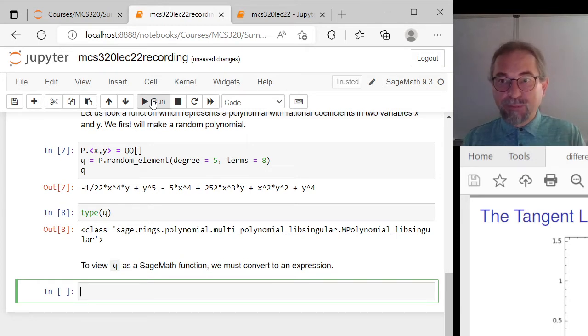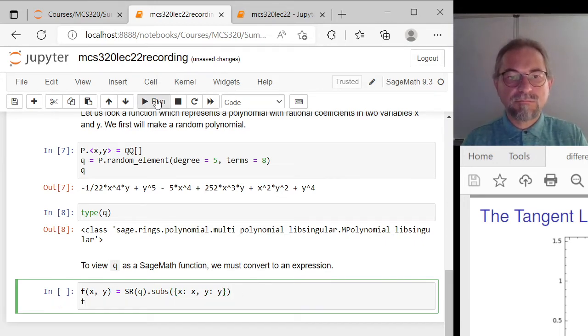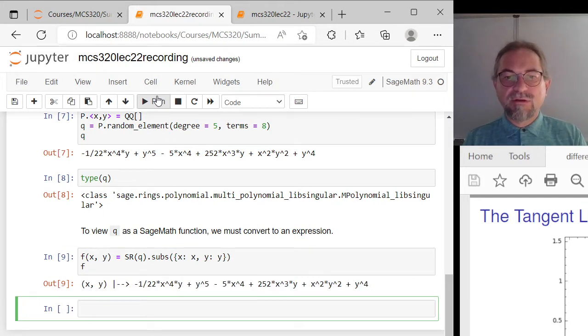So we have defined a polynomial ring, but I want to have a general ring where I'm going to use x and y as the variables. So I'm going to convert this into the symbolic ring. I'm going to use x and y. On Q, I'm going to convert and substitute x by x and y by y. So that looks rather strange.